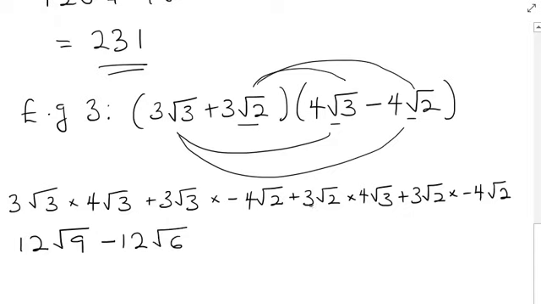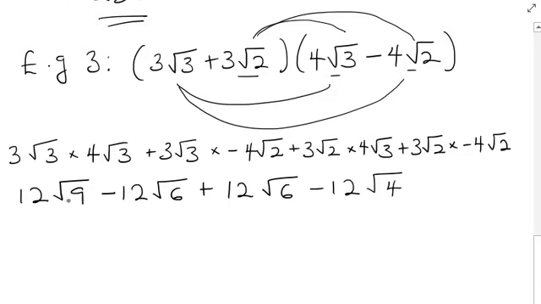Then here, because we have both plus plus, the next one will be plus. 3 multiplied by 4, that's 12. Root 2 multiplied by root 3 is root 6. Then here we have minus as well, so we need minus. So 3 multiplied by minus 4, that's minus 12. Root 2 multiplied by root 2 is root 4.